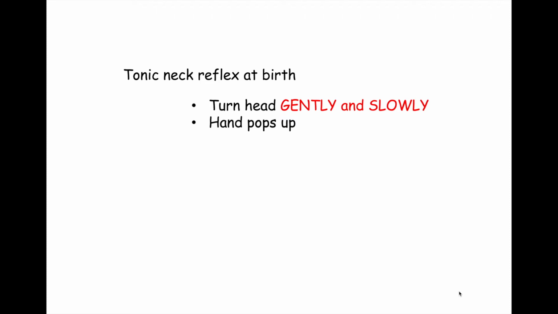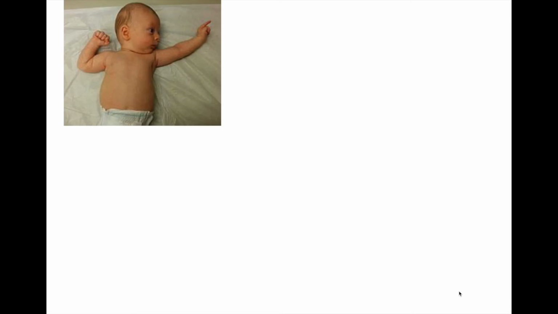And so they take the infant's head, and they turn it very gently and slowly to one side, and the hand will pop up on that side to which they turn the head. So if you turn the infant's head to the right, the infant's right arm will pop up. Turn the infant's head to the left, the infant's left arm will pop up. Okay. So this is what the tonic neck reflex looks like.